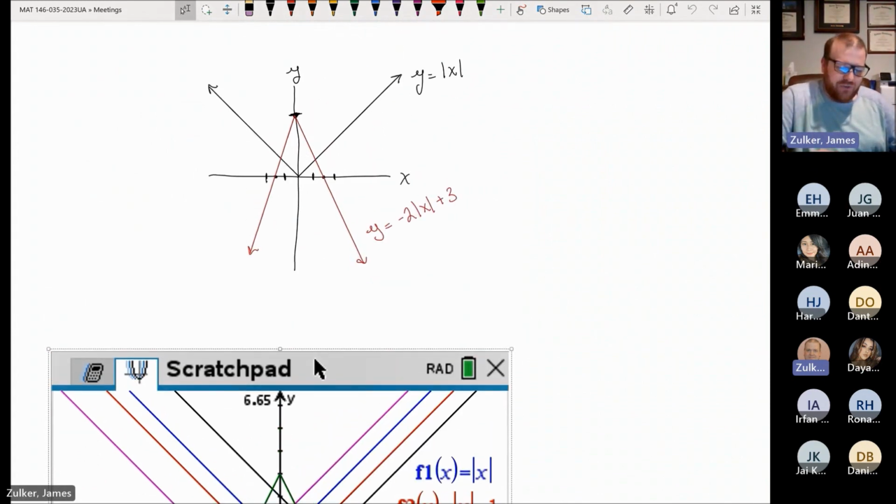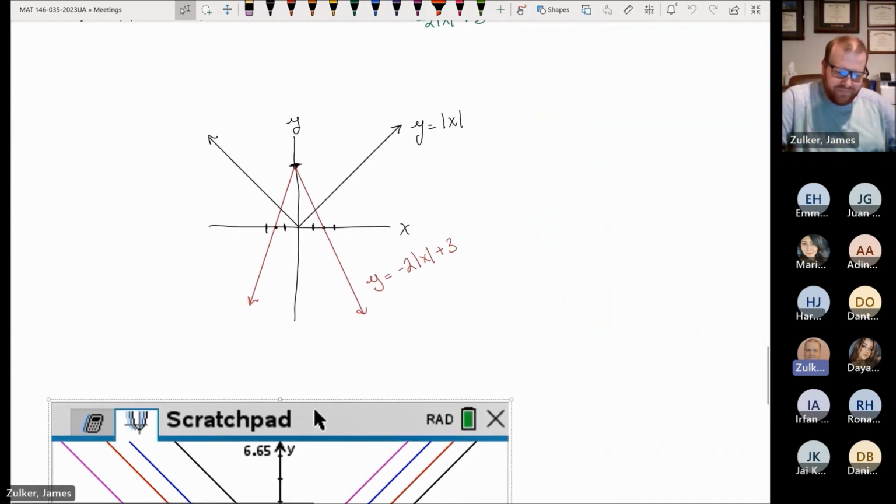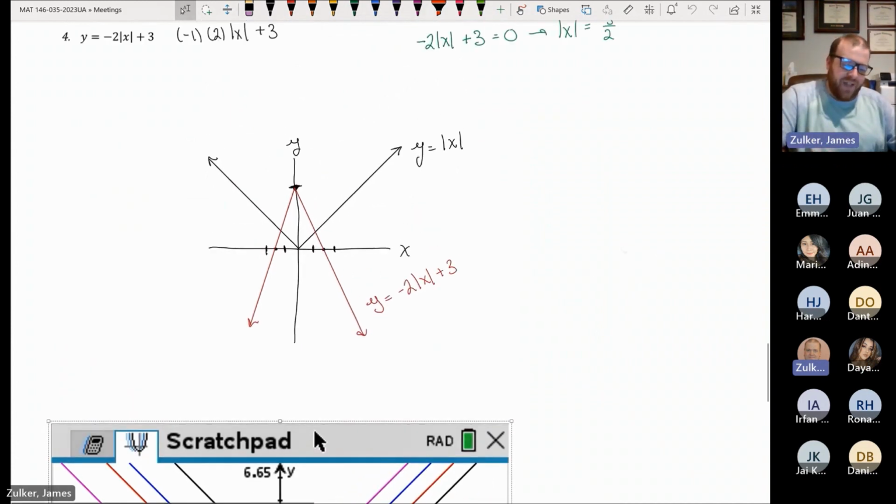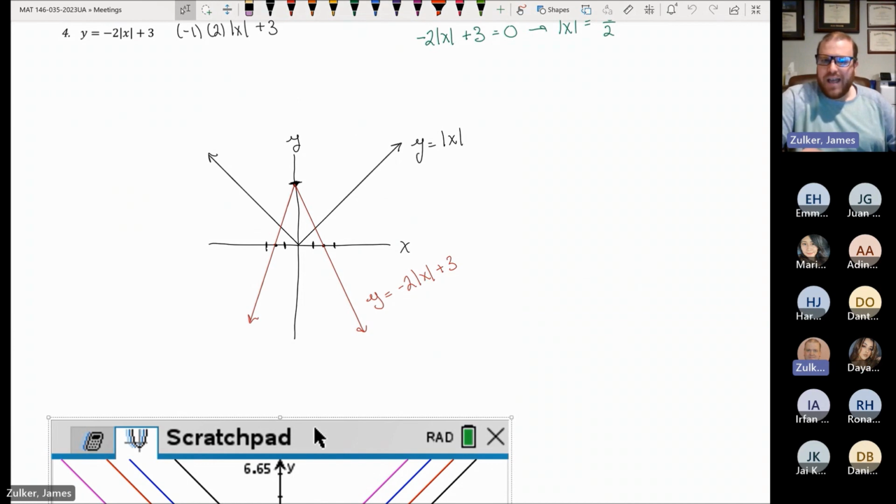So if you were to stretch, for instance, absolute value of x horizontally, it would have a similar effect as compressing it vertically. I would tackle it the same way. Instead of trying to find x-intercepts, though, I would just plot a couple extra points. I would pick several values of x, find their y values, and plot those points just so I can get a better representation.